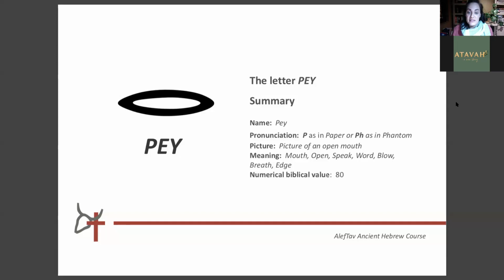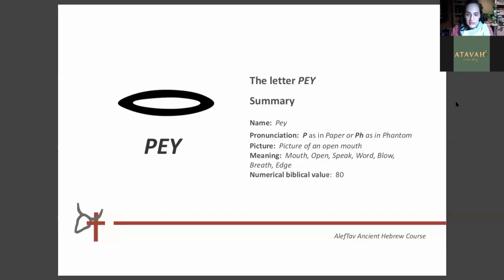The picture is a picture of an open mouth. So the meaning of the picture can be, again, the direct meaning is mouth. It can be open because it's a picture of an open mouth. It can mean to speak. That's one of the functions of the mouth. It can mean word, a word or a sentence, because that's what you do or say when you speak.